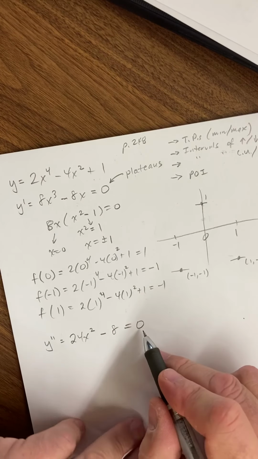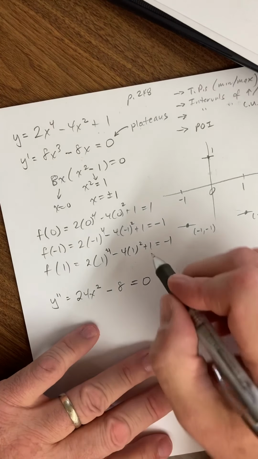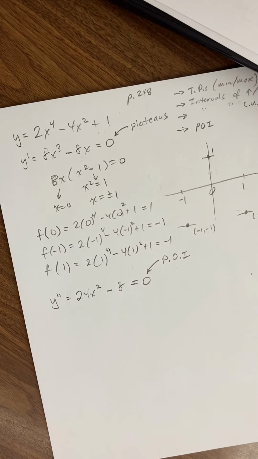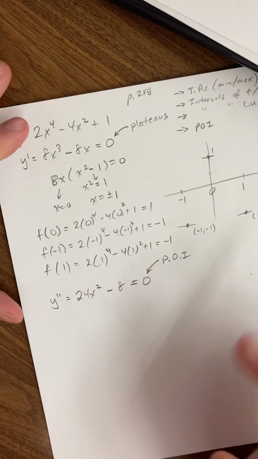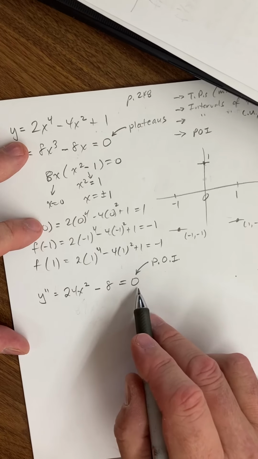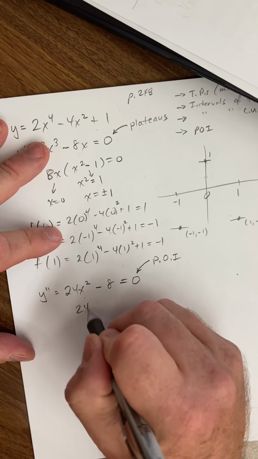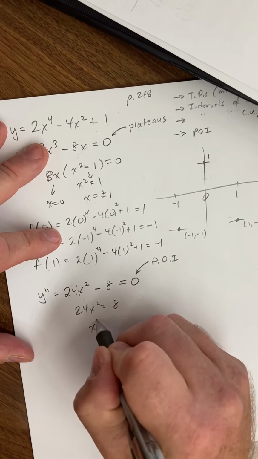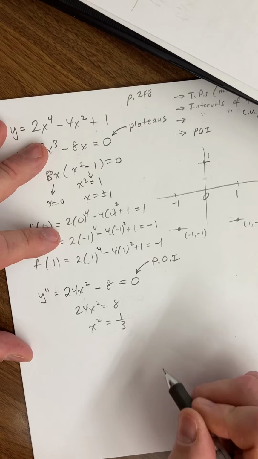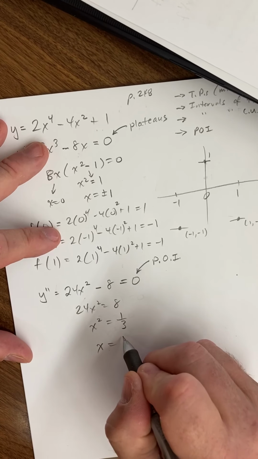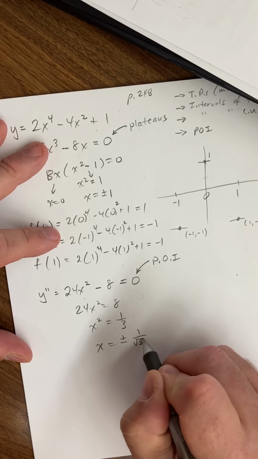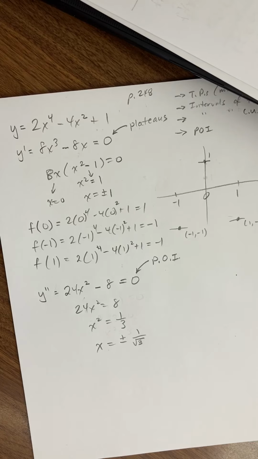Again, what am I trying to find here? When I take a double derivative, I'm actually trying to find the points of inflection, which is where the double derivative is 0. Okay, so we got 24x squared minus 8 equals 0. If I move that 8 over, it'll be 24x squared equals 8. Divide both sides by 24. You're going to get 8 over 24, which is 1 over 3. Take the square root. Again, it will be plus or minus 1 over root 3.